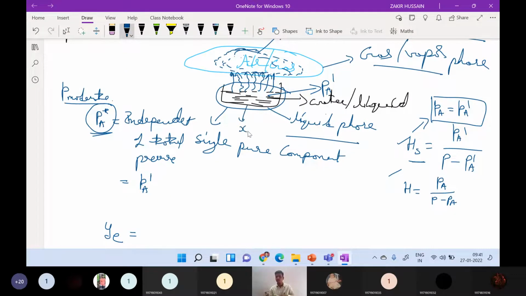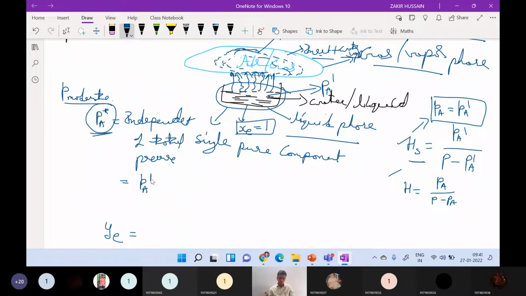So its equilibrium composition will be unity. Why? Because it's a single component. Here, gas is there, inert gas is there, plus water vapor is also there. So two components are there: one is vapor phase, another one is a gas which is inert.